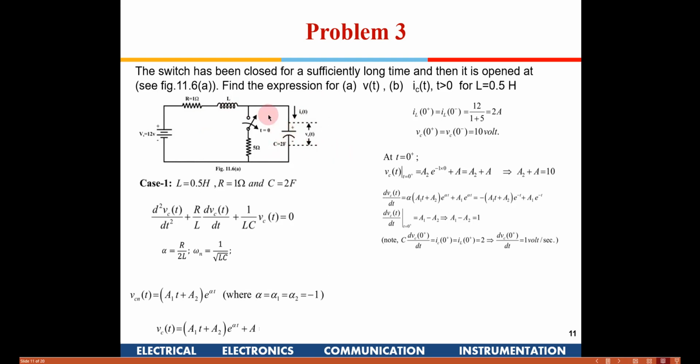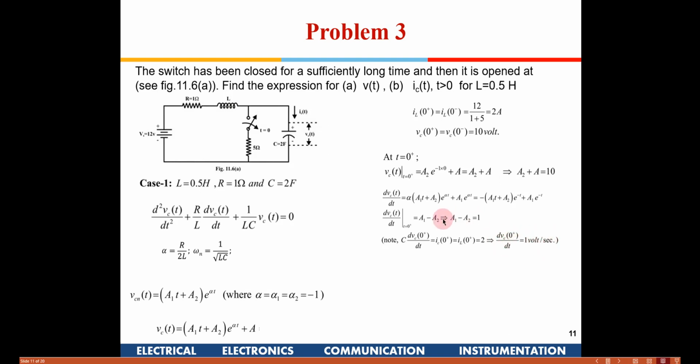So the initial current in the capacitor will be given by the steady state current of the inductor itself, which, if you see here, was 2. Now the capacitance value is 2, so that 2 and this capacitance C value get cancelled. So you have dVc/dt as 1 volt per second for t equal to 0.